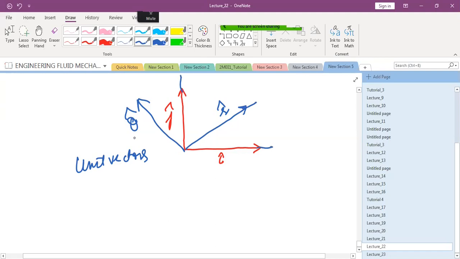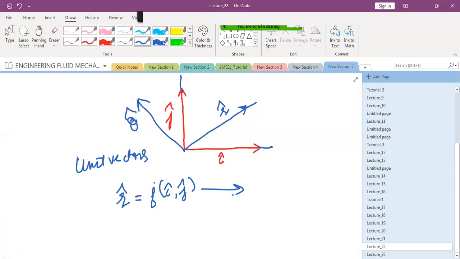Any doubts to anyone? If I ask you now, I want you to write down R cap as a function of I cap and J cap. How will you write it down? You all know that.